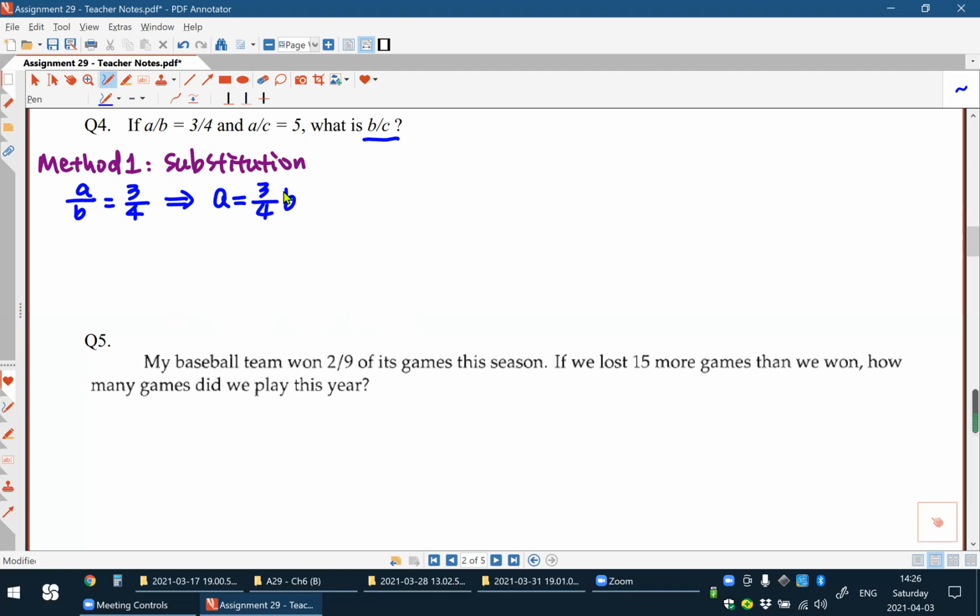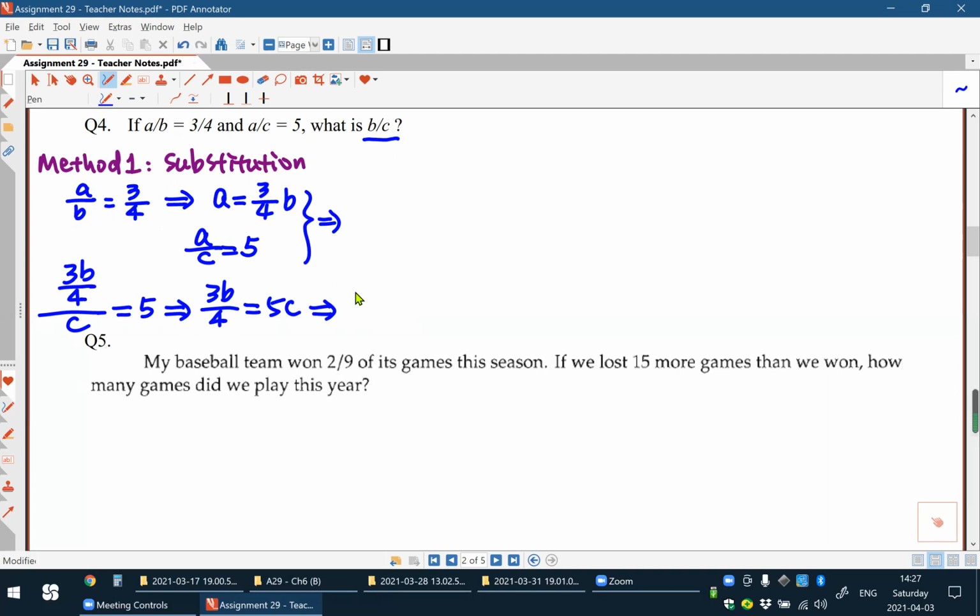Okay, so let's then substitute A in this equation here with 3/4 B. So that means we can use these two equations. That means 3B over 4 and then over C is 5, right? Okay, that means 3B over 4 is 5C.